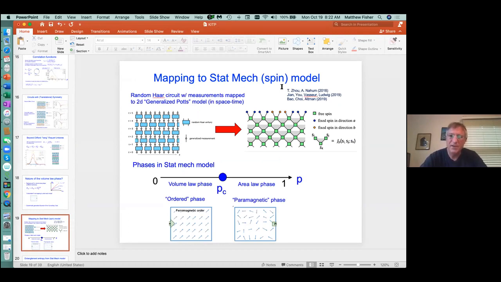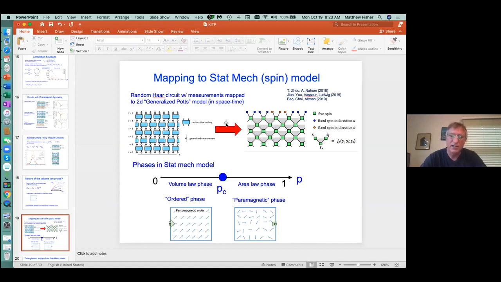So the mapping to the stat-mech model is really quite beautiful, and there's a number of authors that have been looking at this, both in unitary circuits and with unitary circuits with measurements. In particular, what we're interested in here, and where these mappings to the stat-mech spin model work the best, is where the unitaries are taken from the random Haar measure. That's 2 qubit unitaries over the U4 group. And with measurements, these are mapped to effective 2-dimensional spin models or generalized Potts models in the space-time circuit.